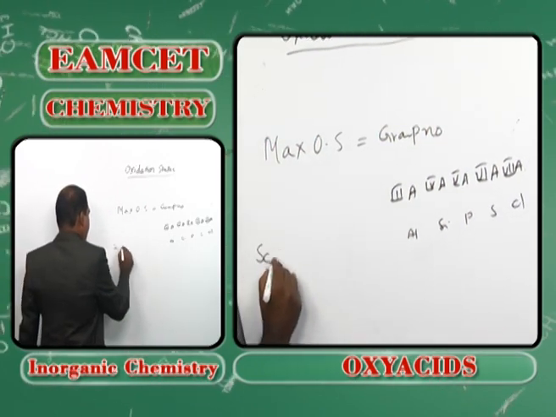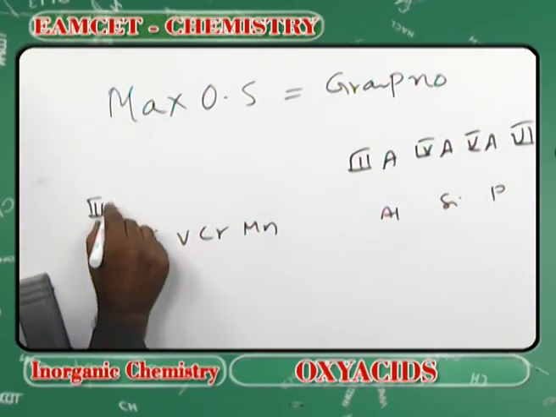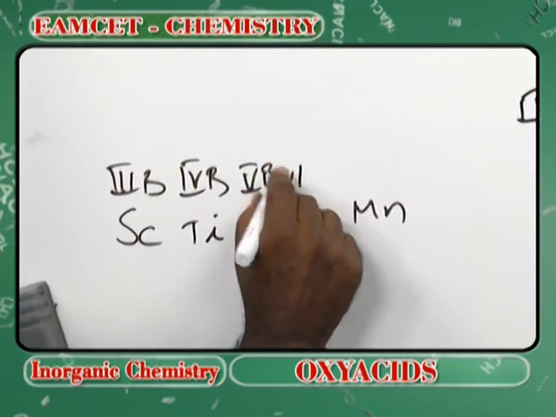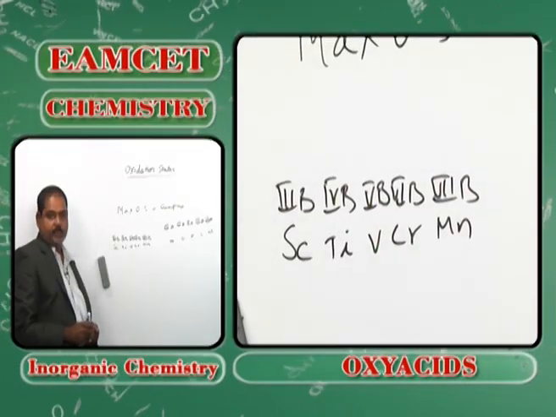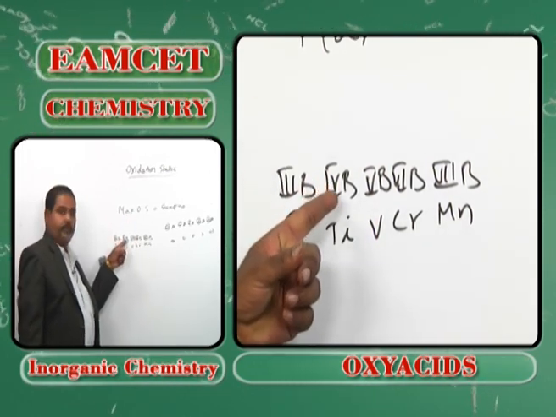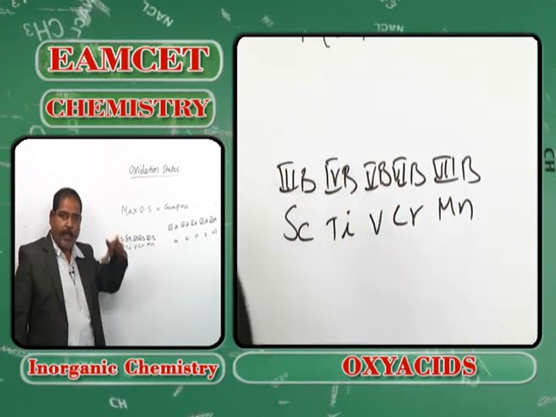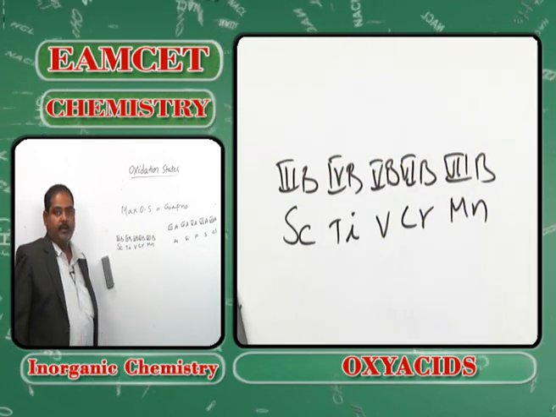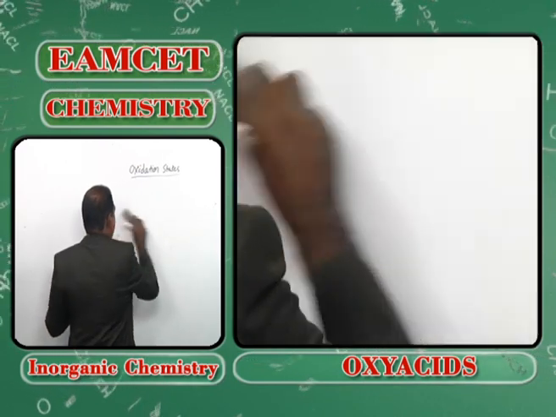For example, you have scandium, titanium, vanadium, chromium, manganese: 3B, 4B, 5B, 6B, 7B in the D block. Yes, pronounce the oxidation states. Maximum of scandium plus 3, titanium plus 4. Why? Group number. Whether it is A group or B group, it doesn't matter. For A group and even B group, plus 3, plus 4, plus 5, plus 6, plus 7. You got my point? So, maximum oxidation state equal to group number. This is a very, very important rule.